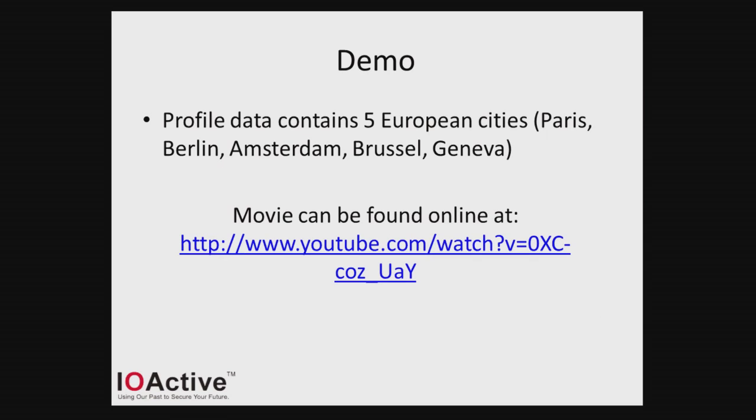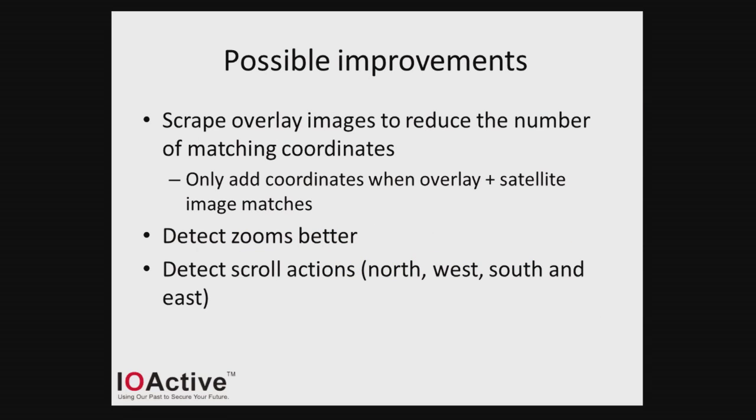So there we are again. How could you possibly improve this? Well, we could scrape the overlay images, reduce the number of matching coordinates. We can only add the coordinates when the overlay images and the satellite imagery match. We can detect zooms better. If I'm seeing a full rectangle being downloaded, or just 4 images, if it's just 4 images, it will probably be a scroll action, to the north, to the west, to the south, whatever. That's how we can improve this. But this is basically what I did.